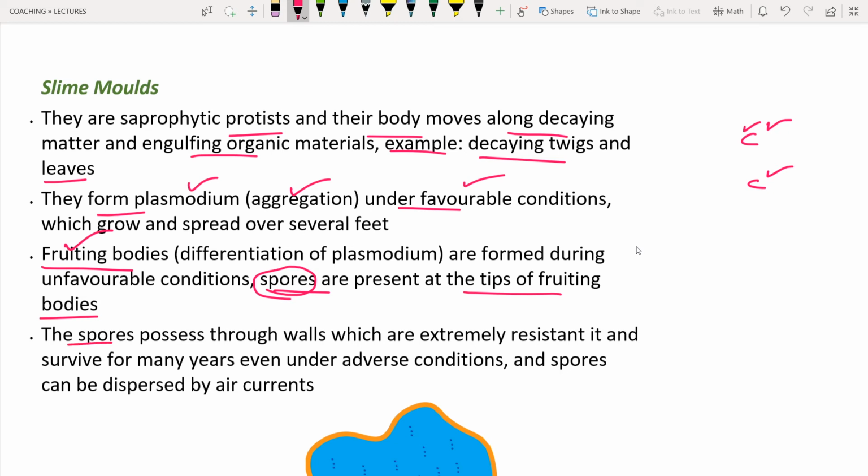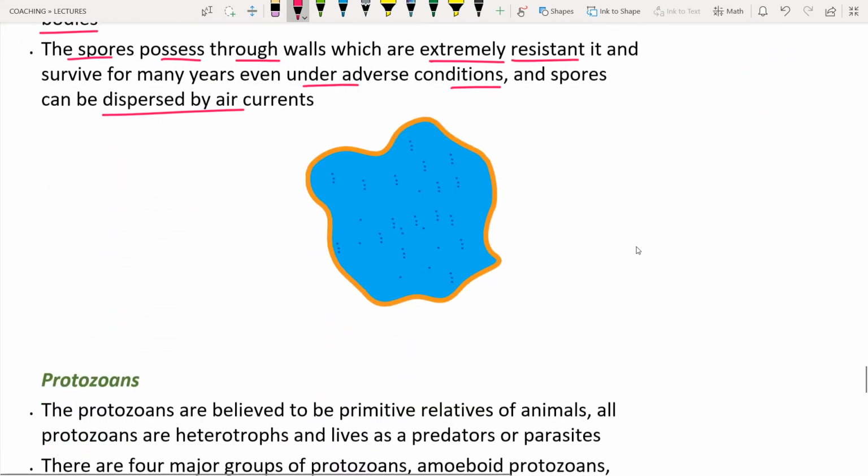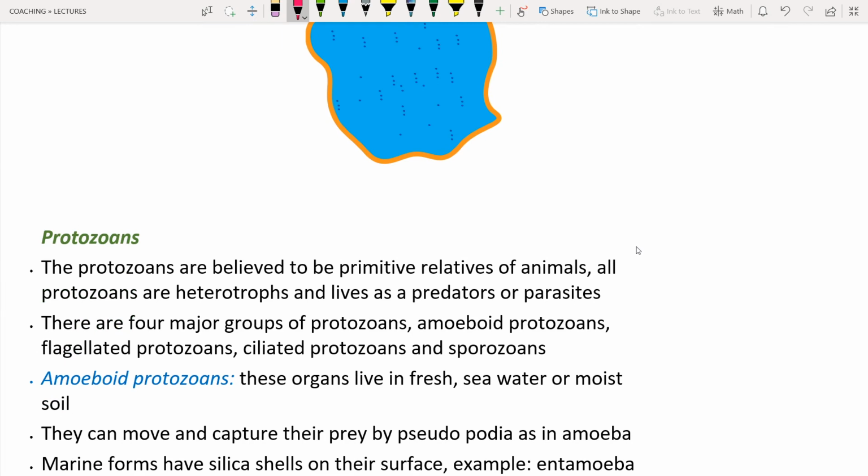The spores possess a cell wall. That wall is extremely resistant, so they survive for a longer period of time. Even in adverse conditions, the spores can be dispersed by air currents. Air currents means the direction or the movement of the wind. When the conditions become favorable, they germinate again. So this is the diagram for the organism, slime molds.